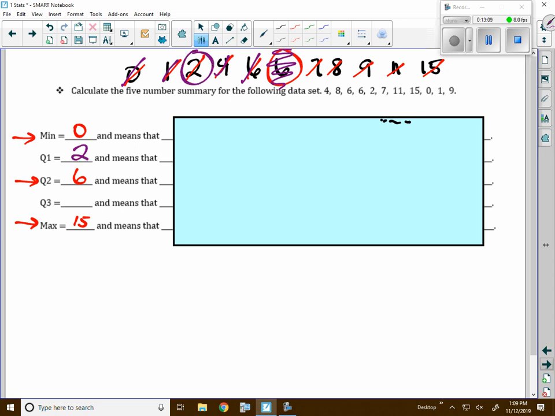So 2 is our quartile 1. And then quartile 3, same thing, but on the right hand side. And that will be 9. You're good so far?